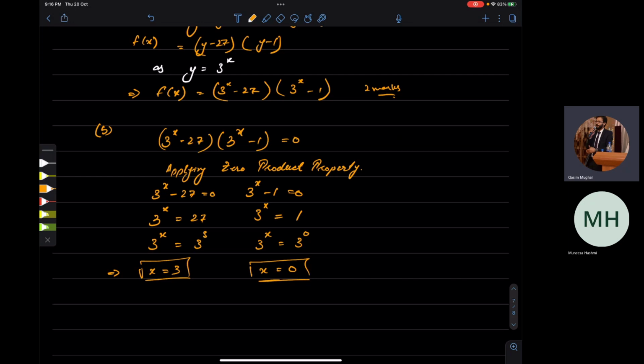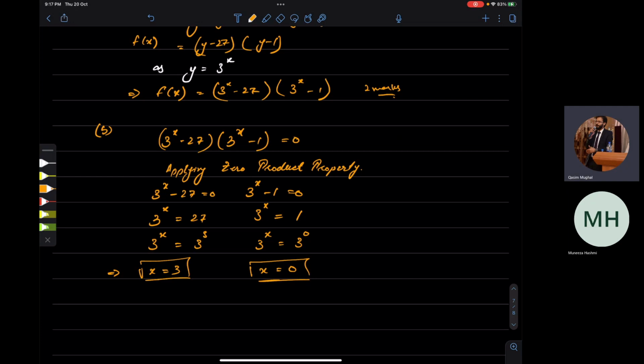Question number 6 is an example of the completing the square method. What does it say? Write the function f of x, with a constant to be defined, hence or otherwise explain why f of x is positive for all values of x and find the minimum value of f of x. All right. We will be doing this later.